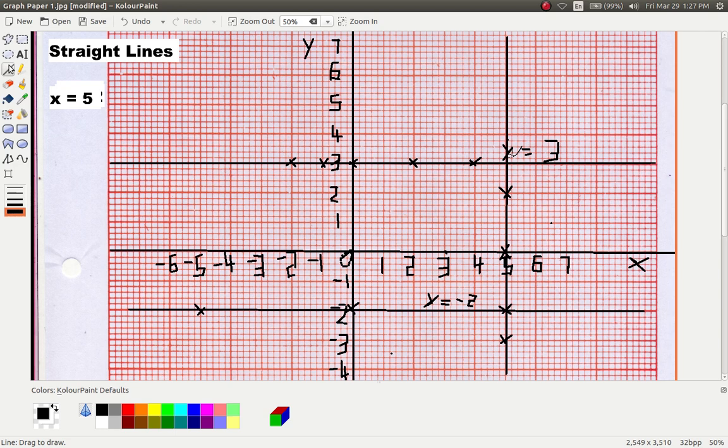Alright? So x equals 5. This is the line x equals 5. It's a vertical line. It goes up and down, and from every point right along that line, if you scroll up or down, you will cut across when x is equal to 5. So that is the line x equals 5.